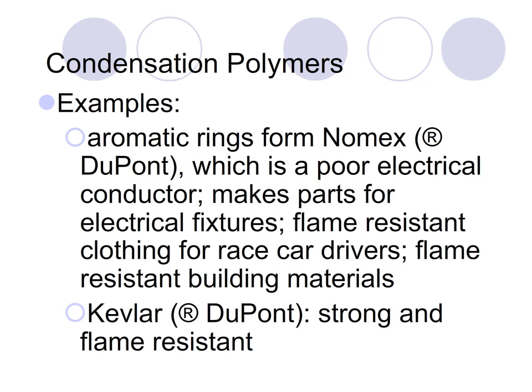And here I'm just telling you some more condensation polymers. You can make Nomex. Again, it's a DuPont trade name, which is a very poor electrical conductor, so you can make parts for electrical fixtures. You can make flame-resistant clothing for race car drivers, flame-resistant building materials, and remember the aromatic rings. Those are formed from benzene.